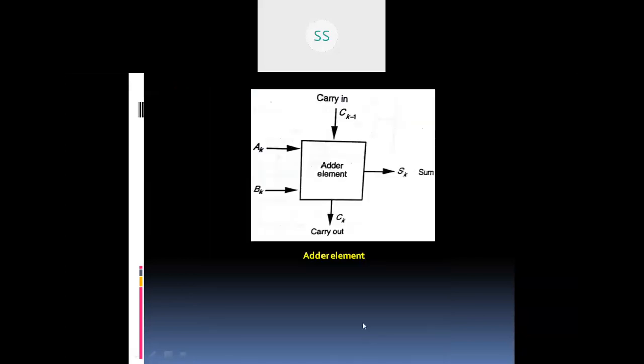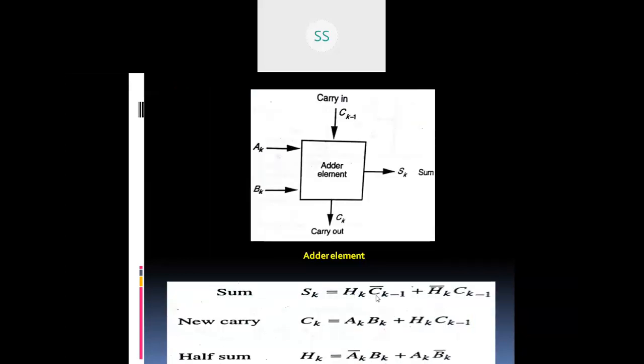In that you can take common terms. You will see that AK bar BK plus AK BK bar will act like a common term for CK minus 1 whole bar. Similarly, the other equation will be its complement, HK bar into CK minus 1. Now these equations you can complete by referring to the previous truth table, also this carry equation. Whenever you have to write CK, refer to the carry column, and we get the 3 adder equations in the standard form.